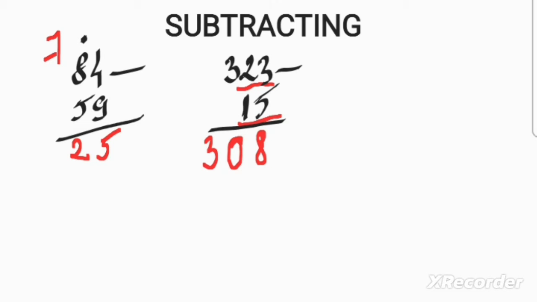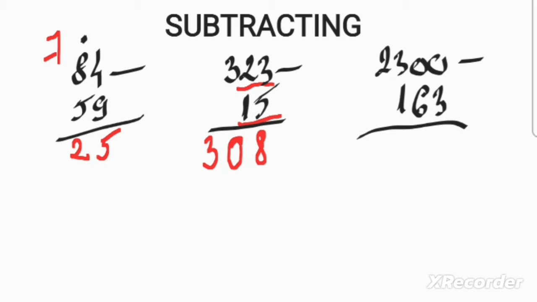Let's take another example. 2300 minus 163. Here we have a subtraction across 0. In here we will use the borrowing method. So 0 minus 3, we cannot do that. We borrow in here. In here we have nothing, so we will go further and borrow in here.